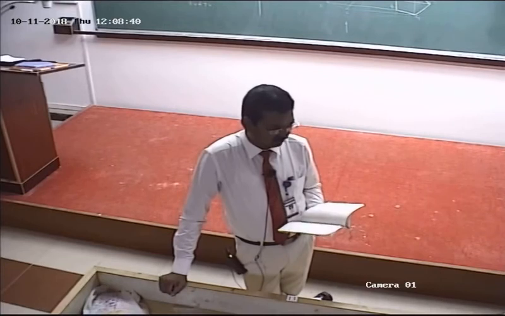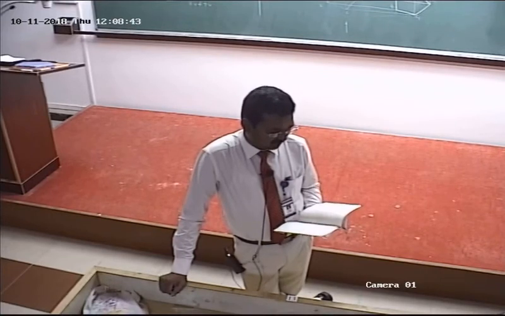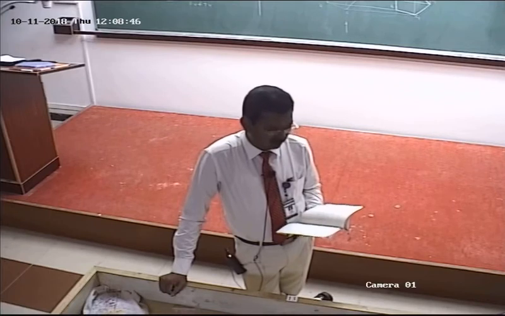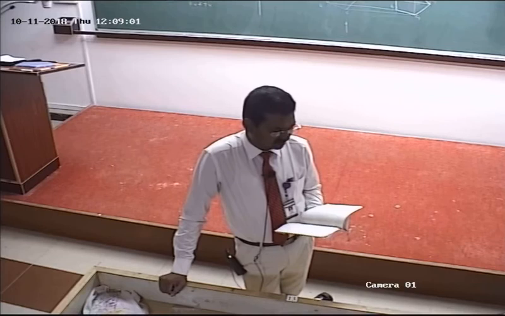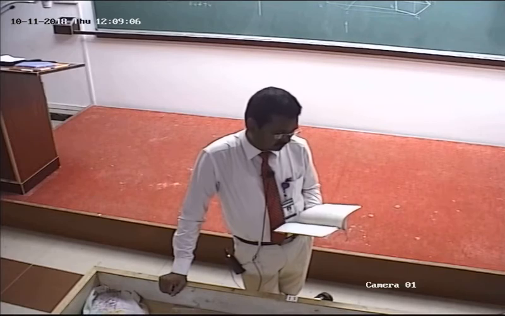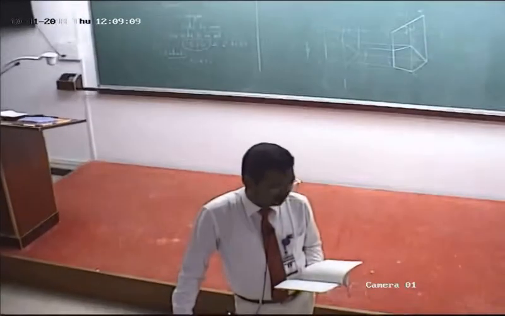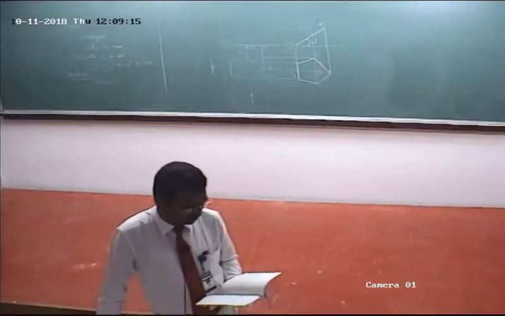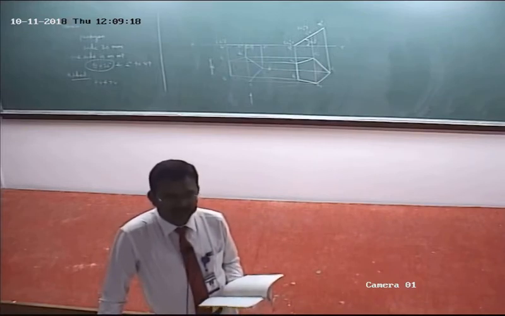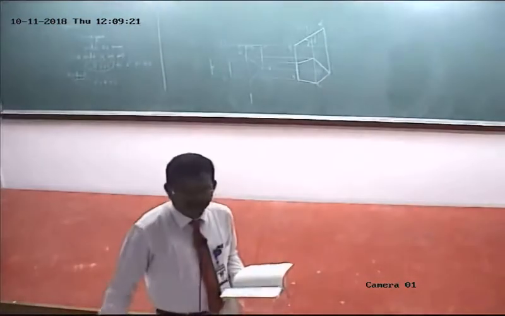Inclined at 50 degrees to HP and perpendicular to VP. Draw its projections. A pentagonal plate of side 30 mm is placed with one corner on HP. Here, change one side to one corner. One corner on HP, and the surface inclined at 50 degrees to HP and perpendicular to VP. Draw its projections.